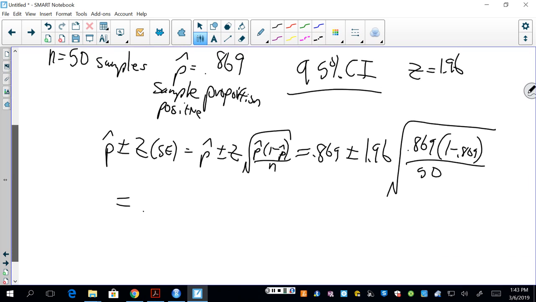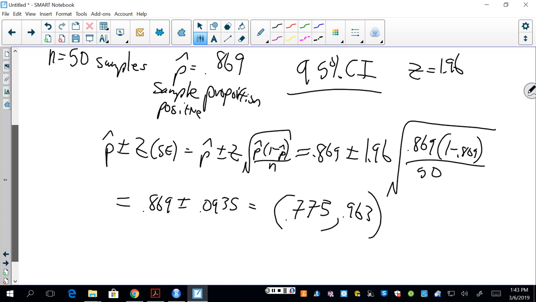So 0.869 plus or minus the margin of error, that half width, 0.0935. And we get an interval from 0.775 up to 0.963. The interval in the paper is a little bit different, because it's done a little bit differently. You can see these different studies that they weighted together, so there's a little more to that calculation, but it's not too different from this.